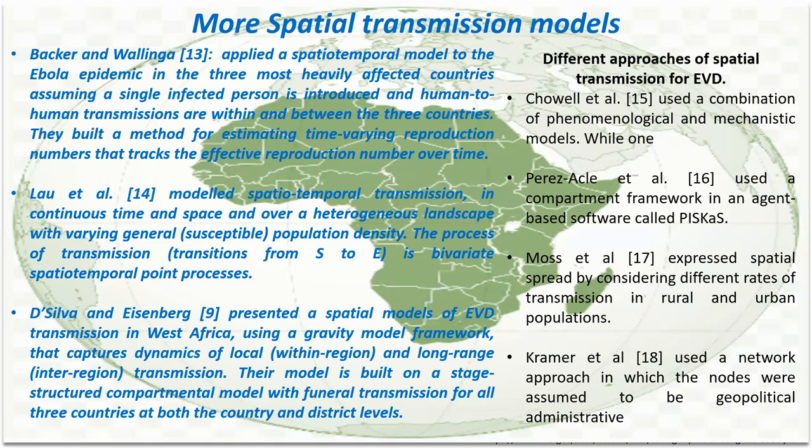spatiotemporal transmission model. This was considered in continuous time and space, and they considered a heterogeneous land scale with varying general susceptible class density. What it means is that there is heterogeneity in their susceptible population. And the process they consider from susceptible to exposed is a bivariate point process in their model.